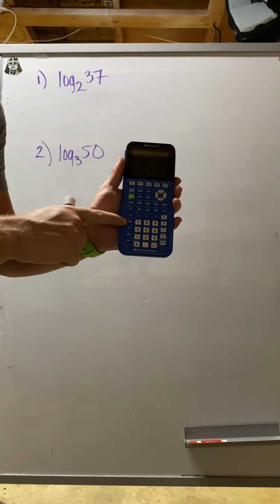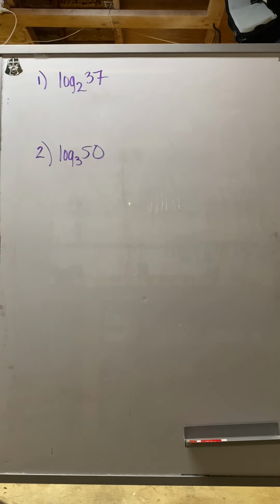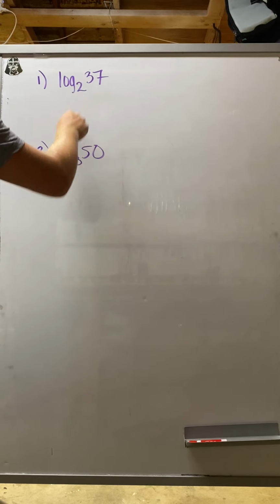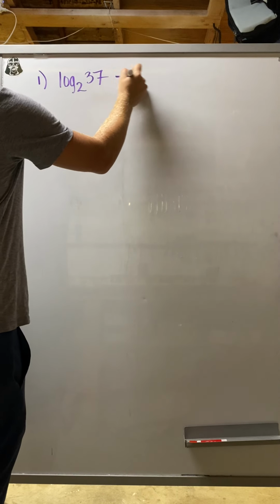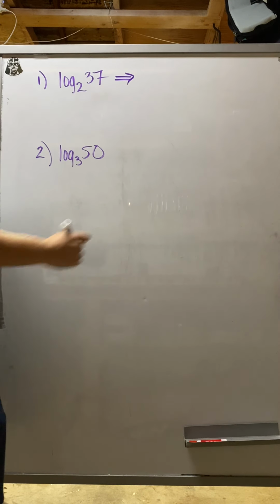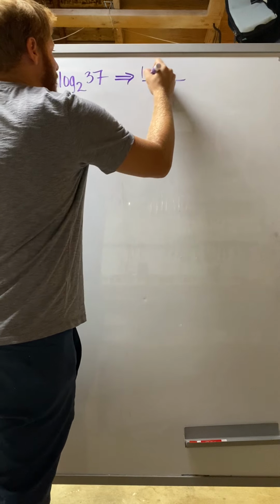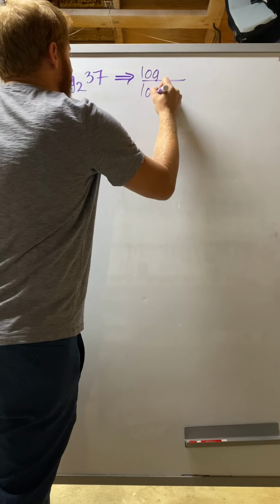I'm sure that you can't see it, but that's the one. So our calculator allows us to do log base 10. We can't do a base of 2, so we have to use our change of base formula. Well, what base do we want to use? We want to use a log base 10.